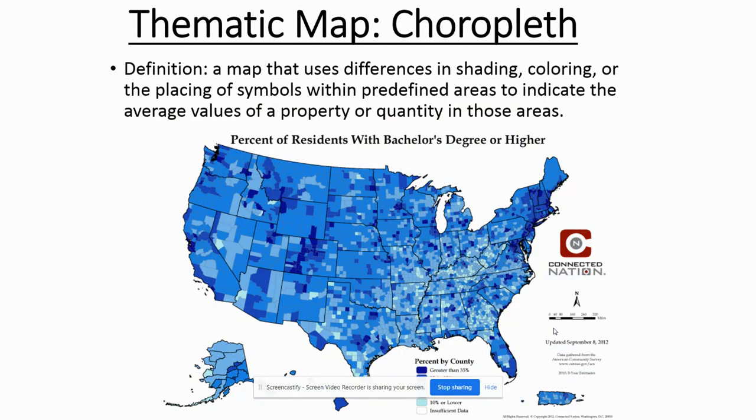Really what we're going to be using more is the thematic maps. So this is an example of a thematic map, which is referred to as a choropleth map. Now, you don't have to write down the definition of a choropleth map. Really what we need to be able to do is be able to read these types of maps. So we're going to be reading and analyzing lots of maps throughout the year.